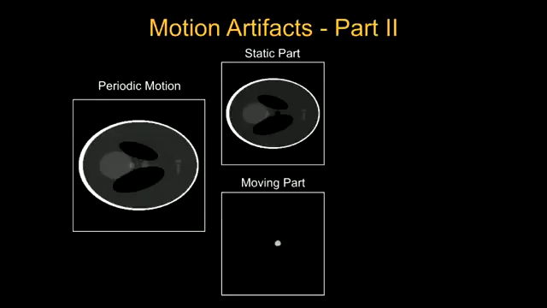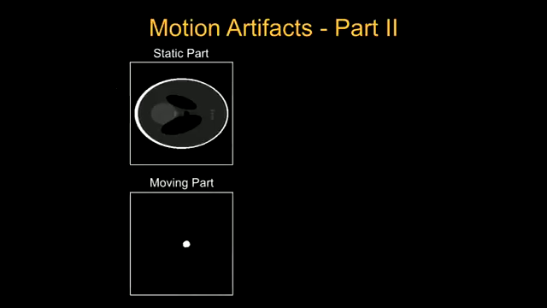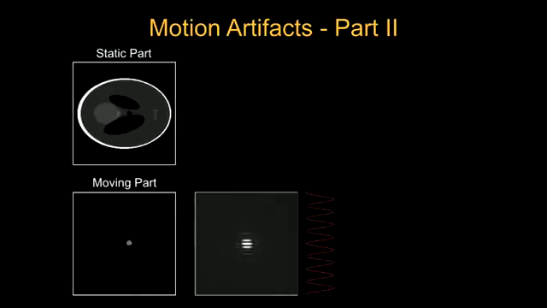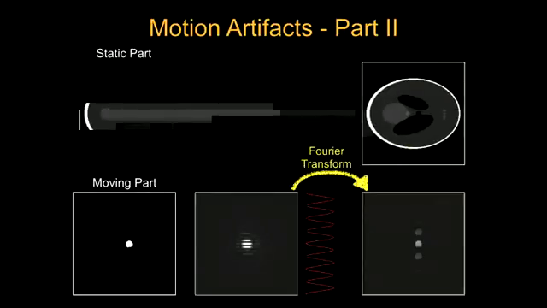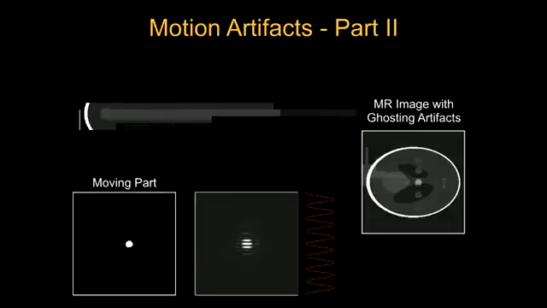Basically, you can separate the static portion and the moving portion. The static portion is the same, but the moving portion has this sinc weighting in k-space, right? And then when you apply the Fourier transform, that's exactly what you're going to see. The static portion is the same, so you can just sum it together. Then you have an MR image with what's called ghosting artifacts. So that's what it does.